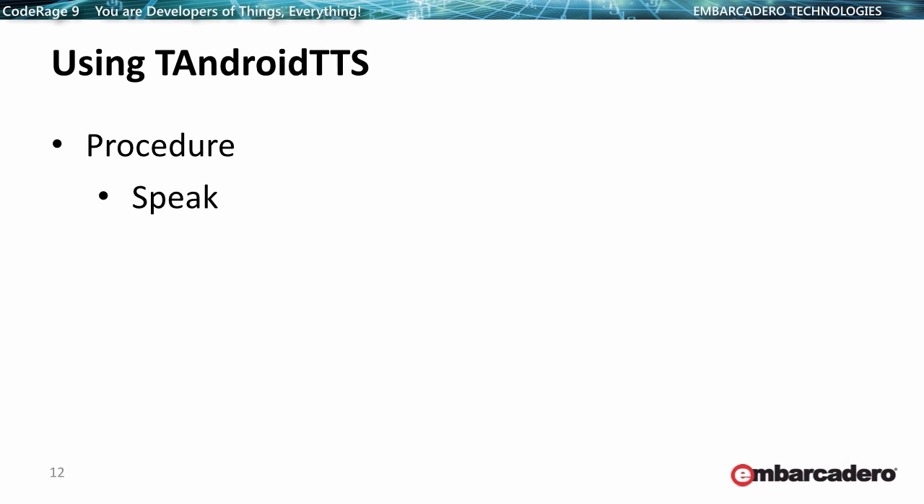So using the Android TTS component, you drop the component down, and in your code, you just call Speak and pass in a string of what you want it to say, and it will say that string. It does a pretty good job, and it sounds pretty good.